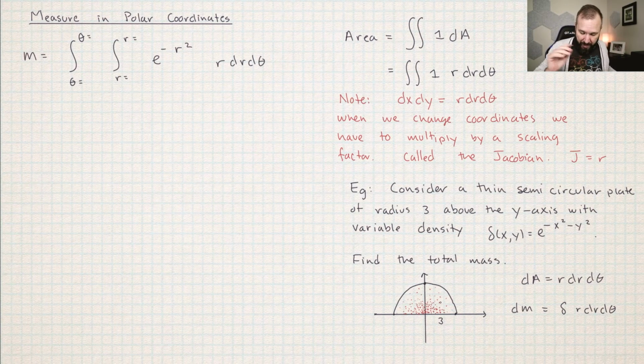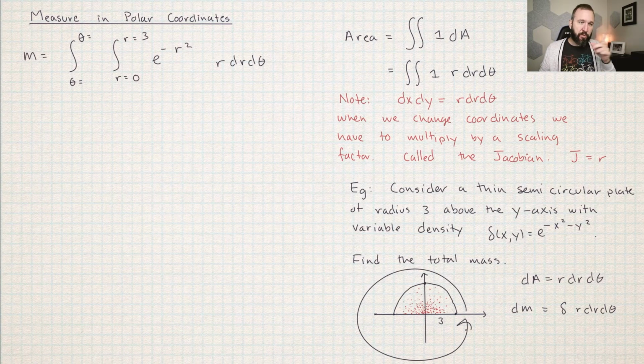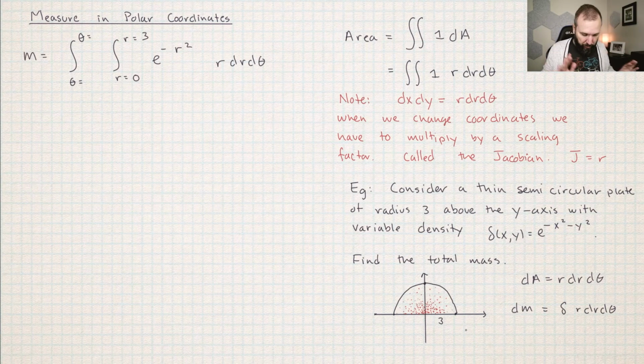So I want to add up all of these little masses for each value of the radius between 0 and 3. Now for theta, I'm not going to go all the way around because that would do the whole circle, and I don't want the whole circle. I only want the values between 0 and pi because that gives me the part of the circular plate that is above the y-axis.